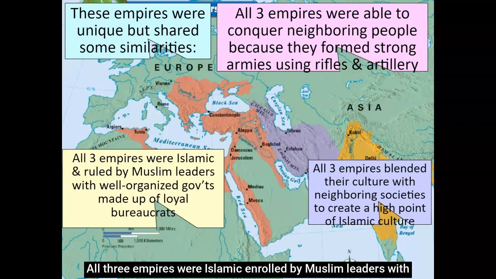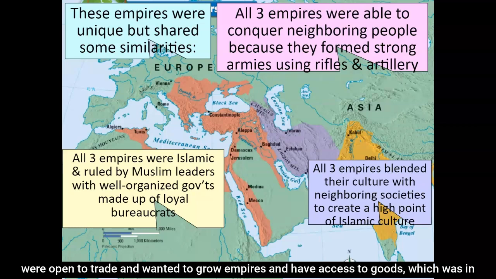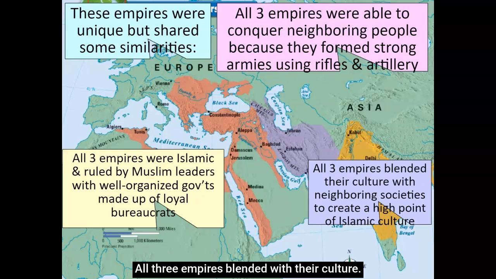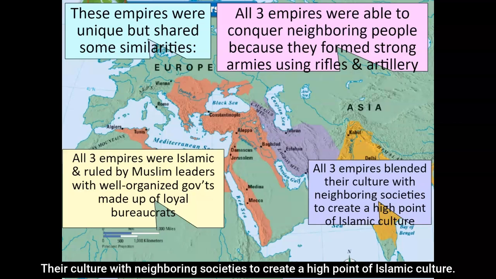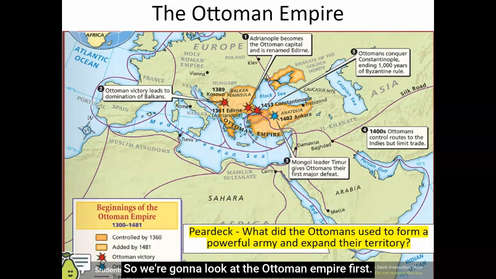All three empires were Islamic and ruled by Muslim leaders with well-organized governments made up of loyal bureaucrats. If you remember in our trade lesson, we also talked about how these Muslim leaders were open to trade and wanted to grow empires and have access to goods, which was in contrast to China, who kind of closed off their borders and wanted to stay to themselves. All three empires blended their culture with neighboring societies to create a high point of Islamic culture. So we're going to look at the Ottoman Empire first.